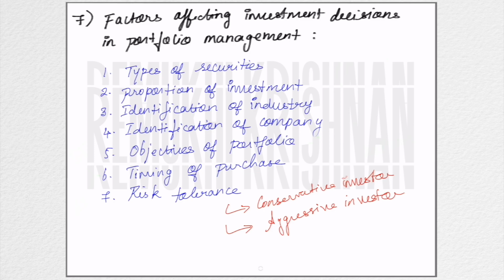So you should identify which industry is going to boom or which industry is not going to work well. All this identification needs to be done based upon the financial analysis and also the identification of companies, and the objective of portfolio. As we discussed earlier, the objective of portfolio is nothing but low risk, high return, and the timing of purchase.